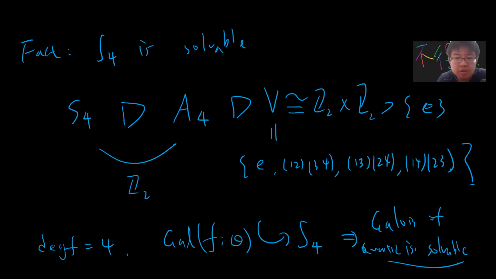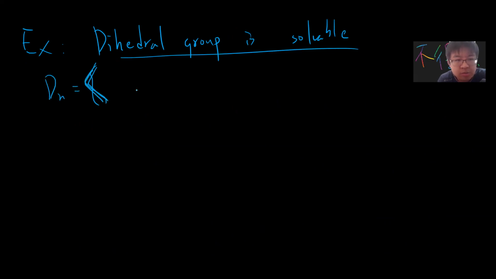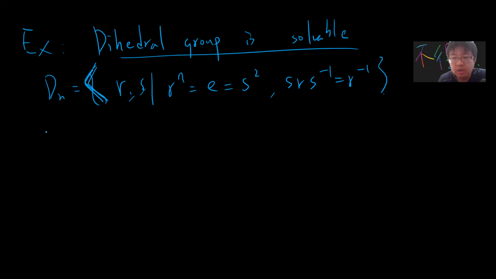Okay, there are another two cases I want to mention. For example, the dihedral group is solvable. D_n should be written as, I think usually people like to write, generated by R and S, where R to the n is the identity, S squared is the identity, and S R S inverse is R inverse. You can view it as basically a regular polygon. Let's say n is 5, and you get the pentagon, and S is a reflection, and R is a rotation.